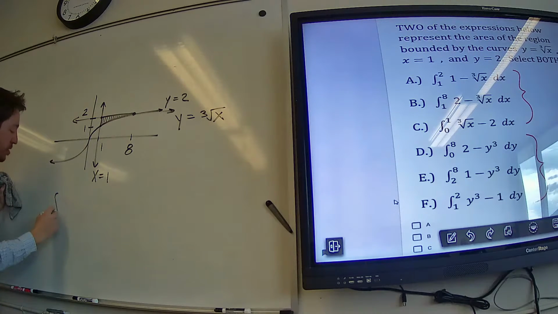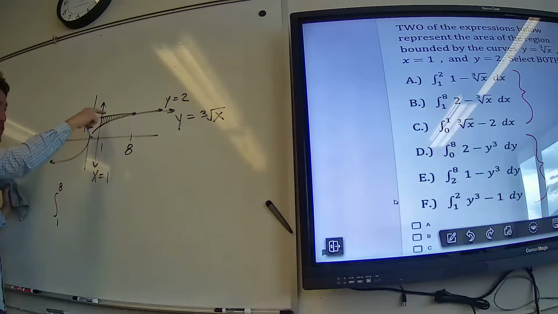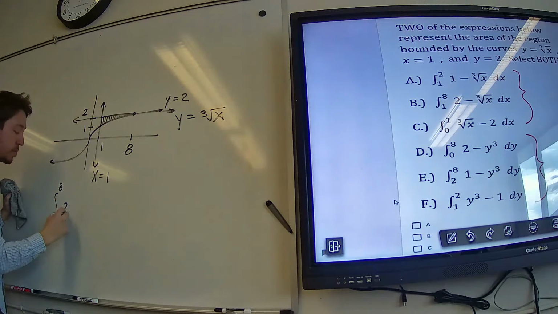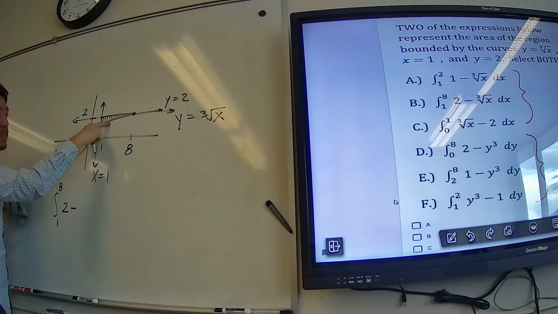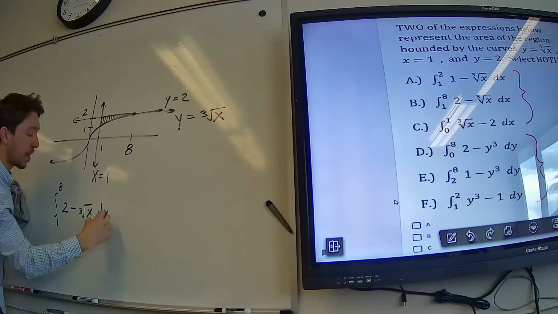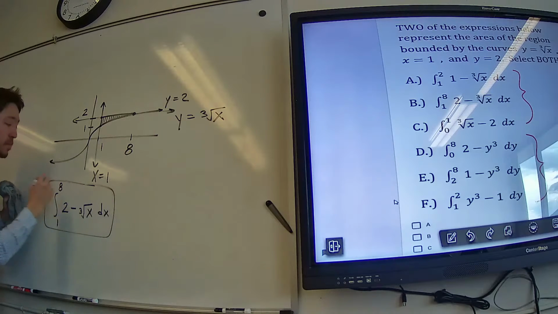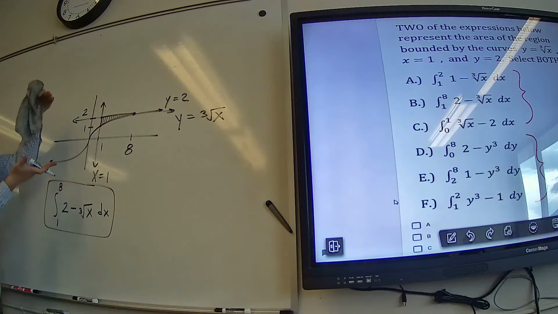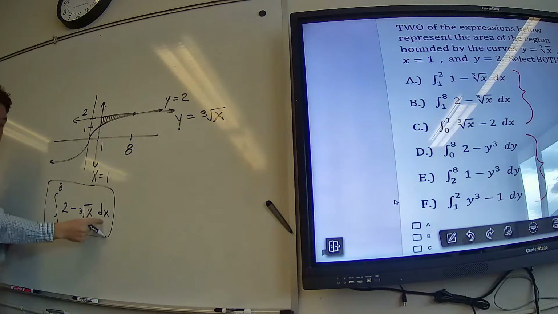And so one integral is just integral from 1 to 8. And I'm going to say this y value minus this y value. This y value is 2. This y value is the cube root of x, and then dx. So that's one of my answers. Do you feel okay about that? Okay, so that's talking about horizontal slices. Or, I'm sorry, I misspoke. Vertical slices, right? Each slice would have a thickness of dx, and it would have a height of this.